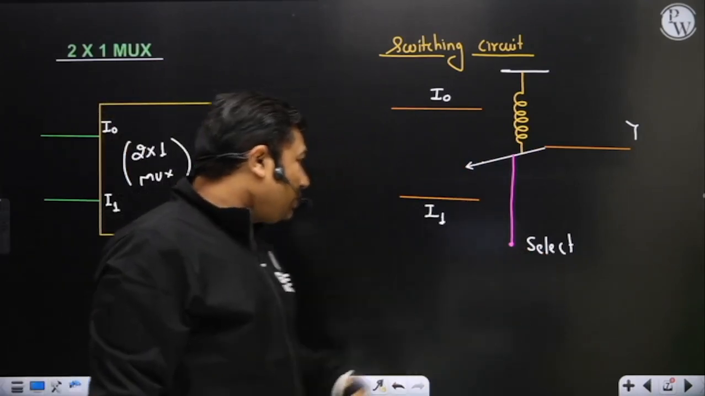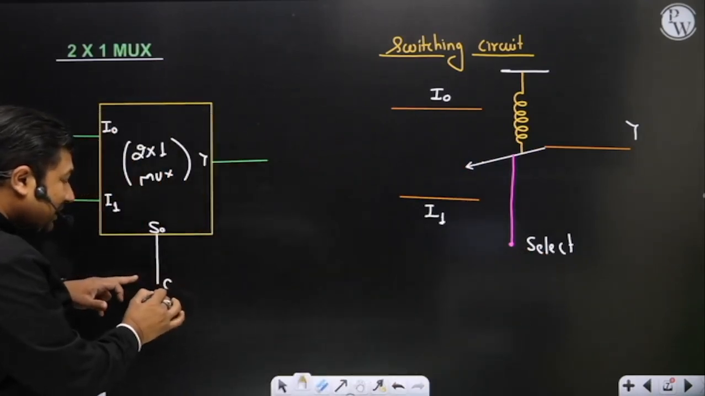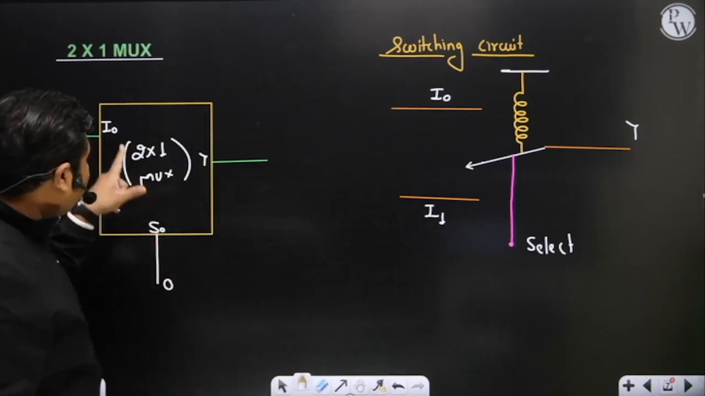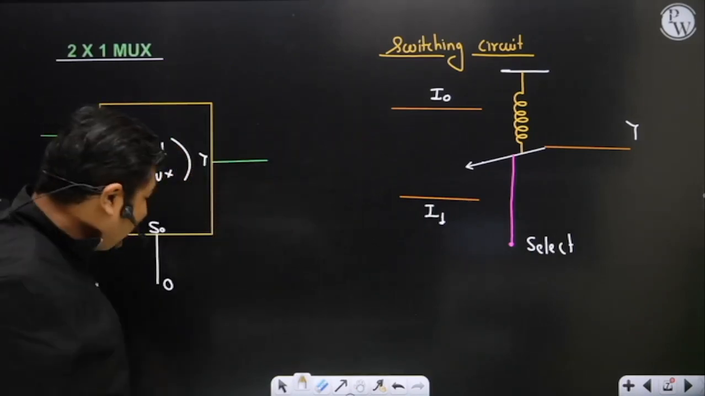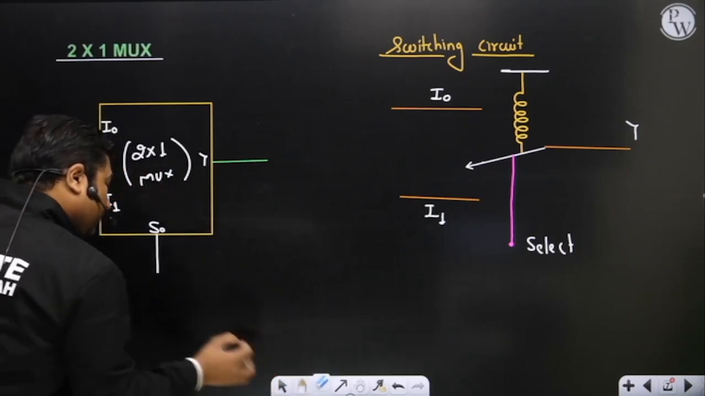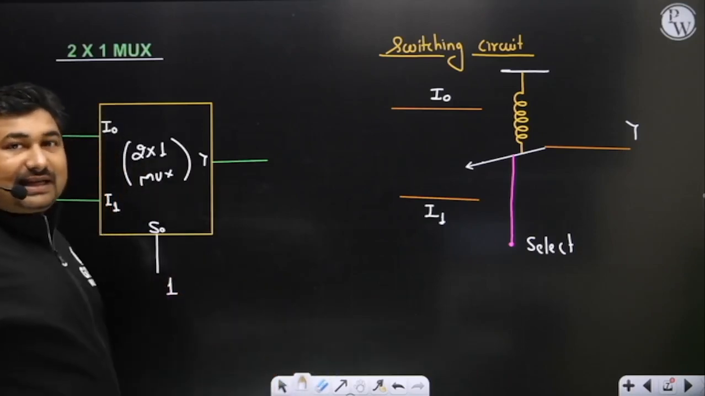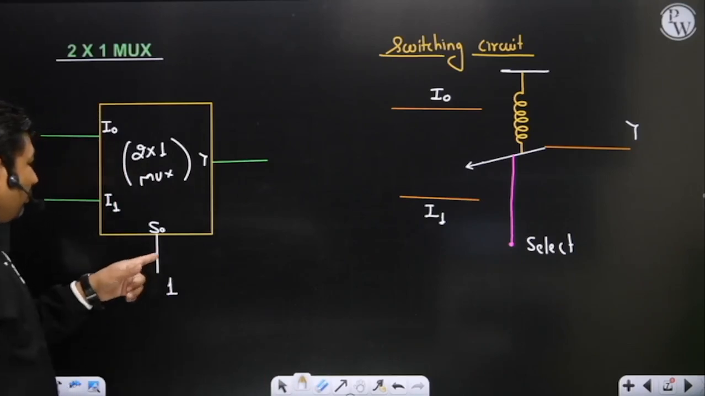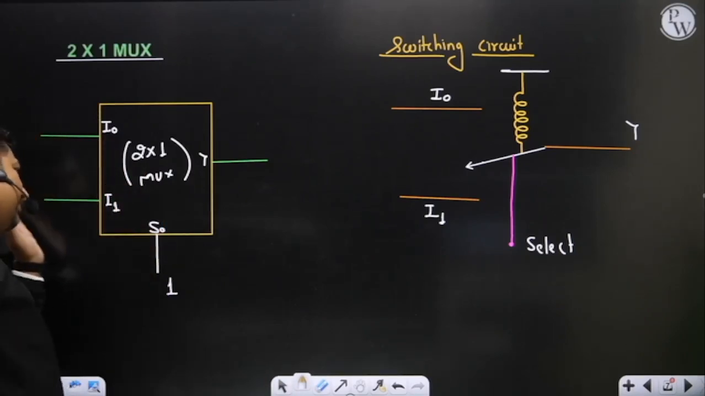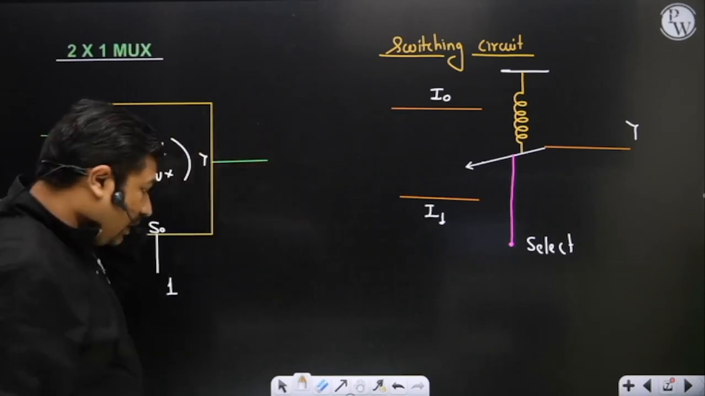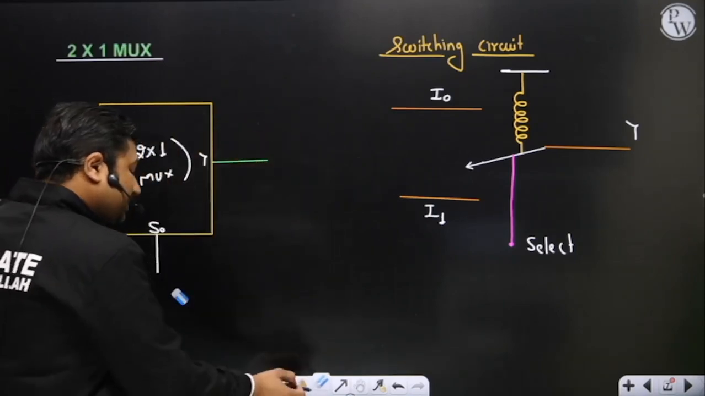So it means if you select 0, then whatever information is on the I0 pin is going to be transferred to output Y. And if you select 1 on the select line, then whatever information is on the I1 pin is going to be transferred to output Y. So now we know about the input and output relationship.